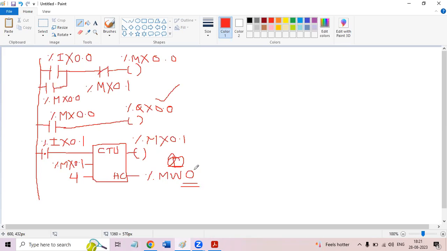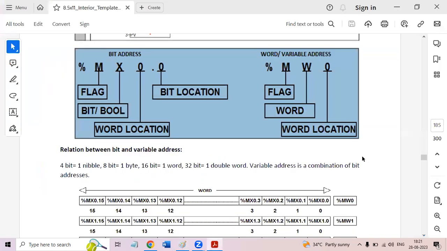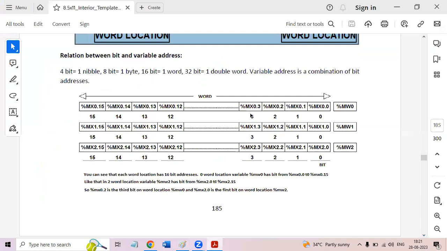It is only because I have taken MW0 here. If I take MW1 here, nothing will happen. It will run as per our requirement. But if I make it MW0, that problem will occur. Let us see why it will happen. For that, let me take this one. I shall make you understand.